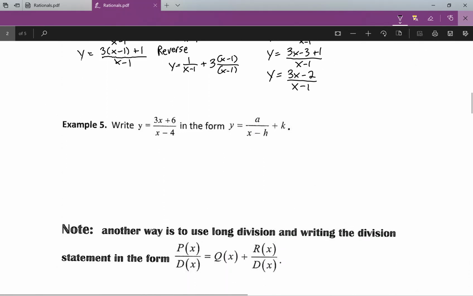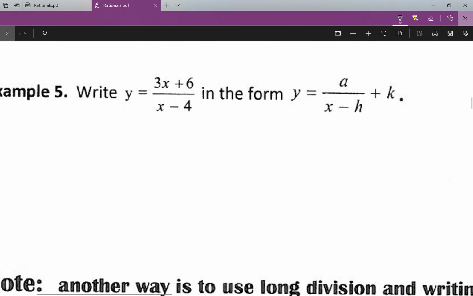Moving on, right now what I'd recommend is that you quickly pause this and give this question a try to see if you can figure it out for yourselves. For me, we're just going to move on because you can press pause, and I'm trying to keep these videos around the 8-minute mark. So write y equals 3x plus 6 all over x minus 4 in the form y equals a all over x minus h plus k.